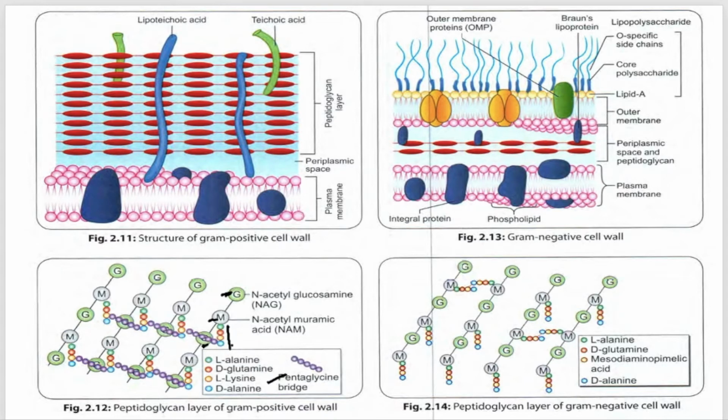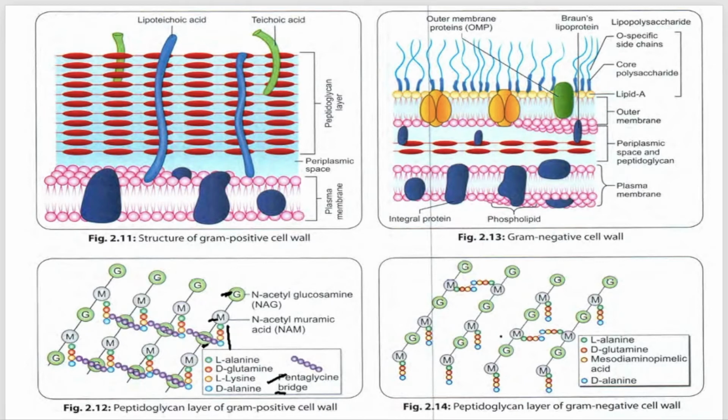See, so this is the tetrapeptide side chain, because it is on the side of NAM, and there is a cross bridge which is made up of pentaglycine, the pentaglycine bridge. Okay.